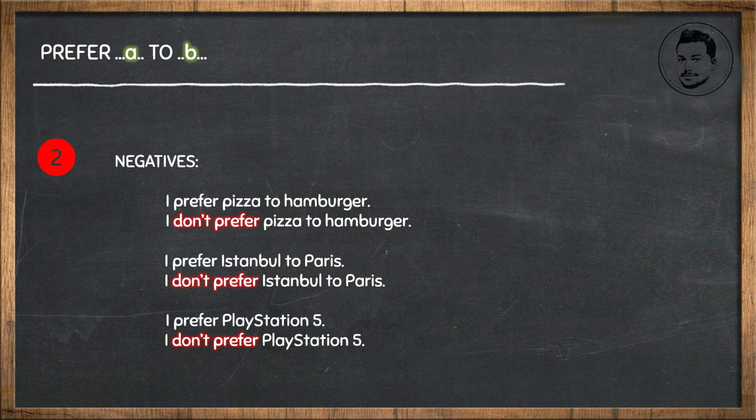Let's talk about their negatives. The rule didn't change. I prefer pizza to hamburger. We said I don't prefer pizza to hamburger. I don't prefer Istanbul to Paris. I don't prefer PlayStation. That's all.